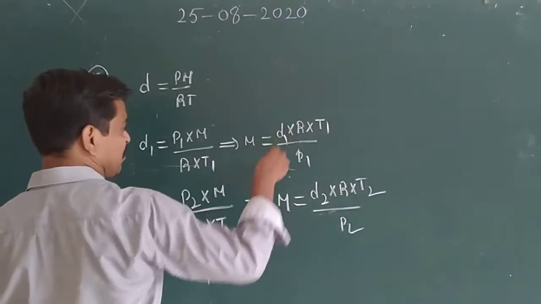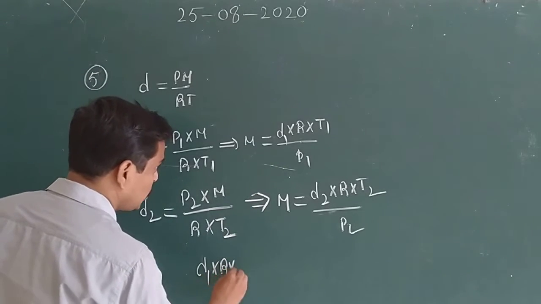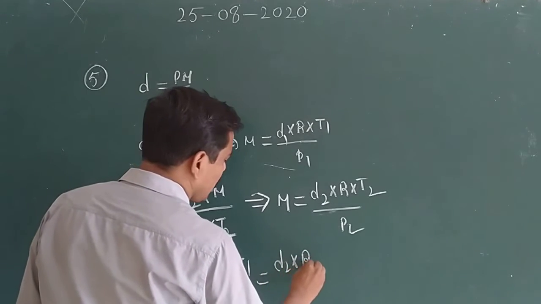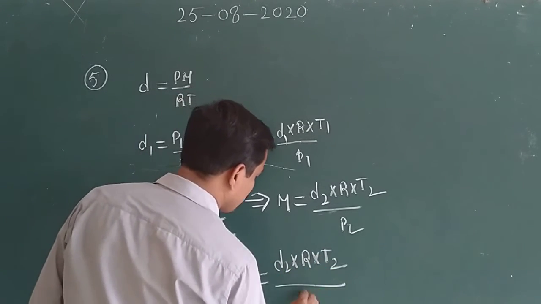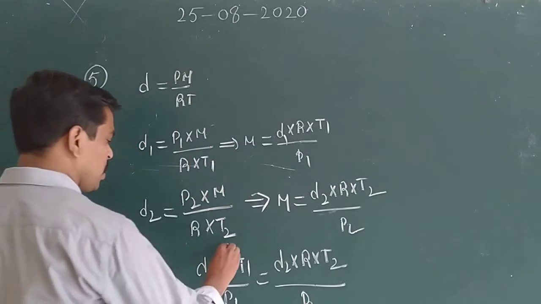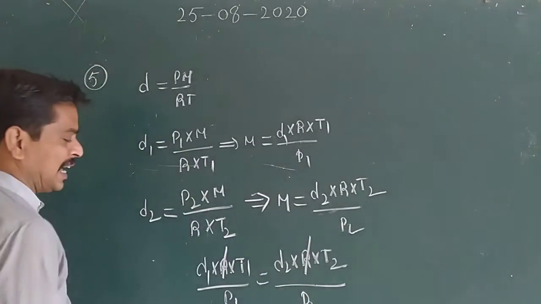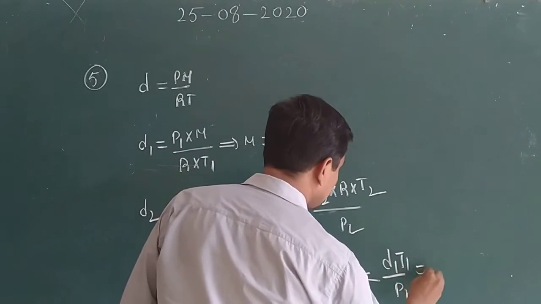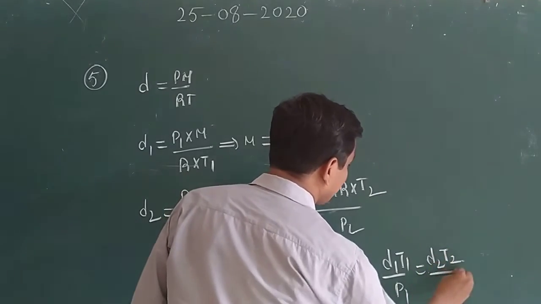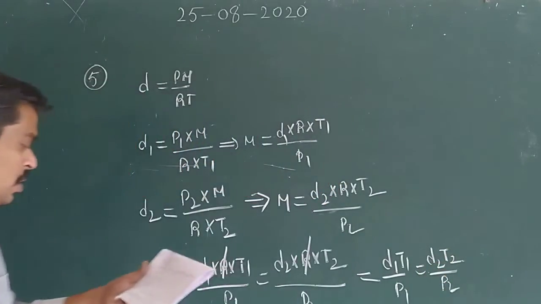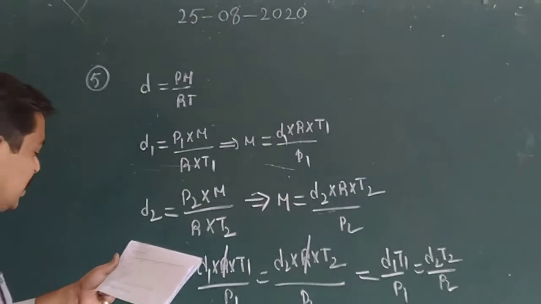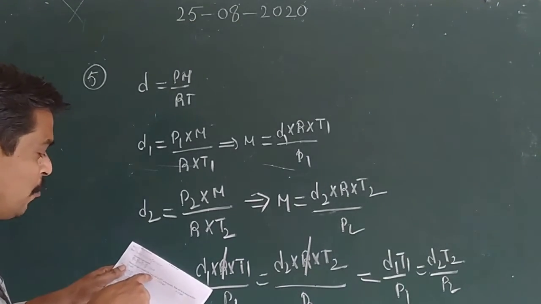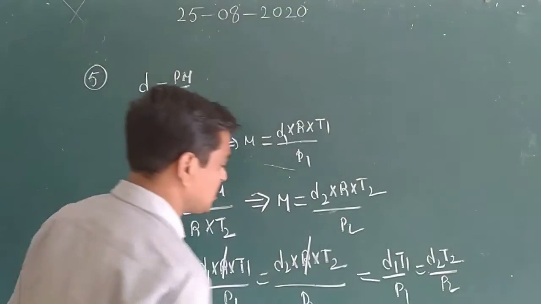Both gases remain the same, so for the first gas, D1 into R into T1 by P1 is equal to D2 into R into T2 by P2. Now R gets cancelled. That means D1 into T1 by P1 is equal to D2 into T2 by P2, students. Now come to my point. In the first case, the density of the gas is found to be 5.46.